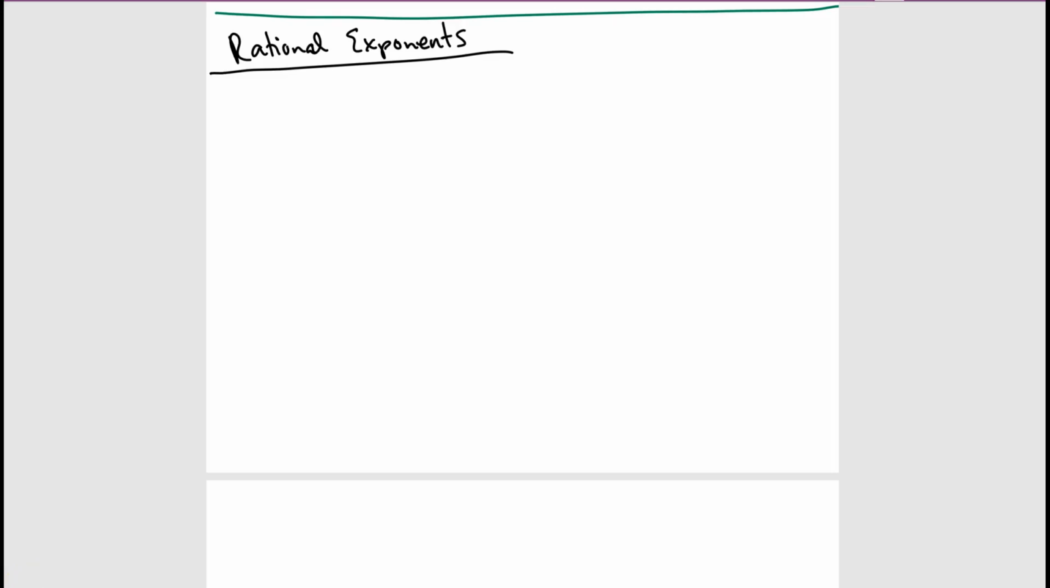In this section, we're going to talk about rational exponents. If you're planning on taking calculus or any sort of higher level math class, this is super important. So, a rational exponent is basically something that looks like this: a to the 1/2.